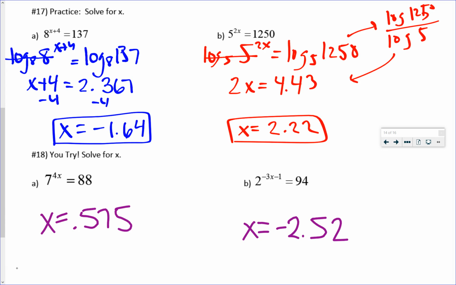For A, you should have gotten x equals 0.575. Some of you have 0.58. The more decimal places you have, guys, the less rounding error you have. The more you round an answer, the less accurate it becomes each time you round it. So if you can go 3, 4 places out, that's actually better for your answer. Part B, you should get negative 2.52.